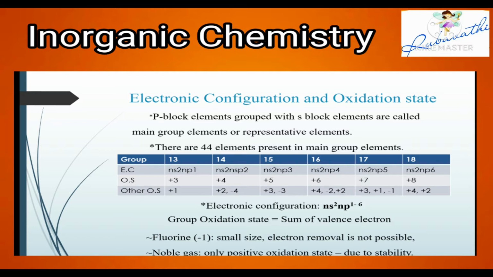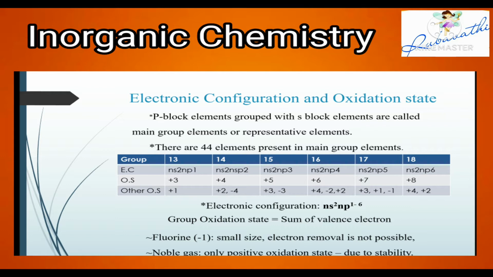Therefore, the general electronic configuration of group 13 to 18 includes ns2np1, ns2np2, ns2np3, ns2np4, ns2np5, ns2np6. In all these elements, while s orbitals are completely filled, their p orbitals are incomplete. They are progressively filled by the addition of one electron as we move from group 13 to 17. In group 18, both s and p orbitals are completely filled.